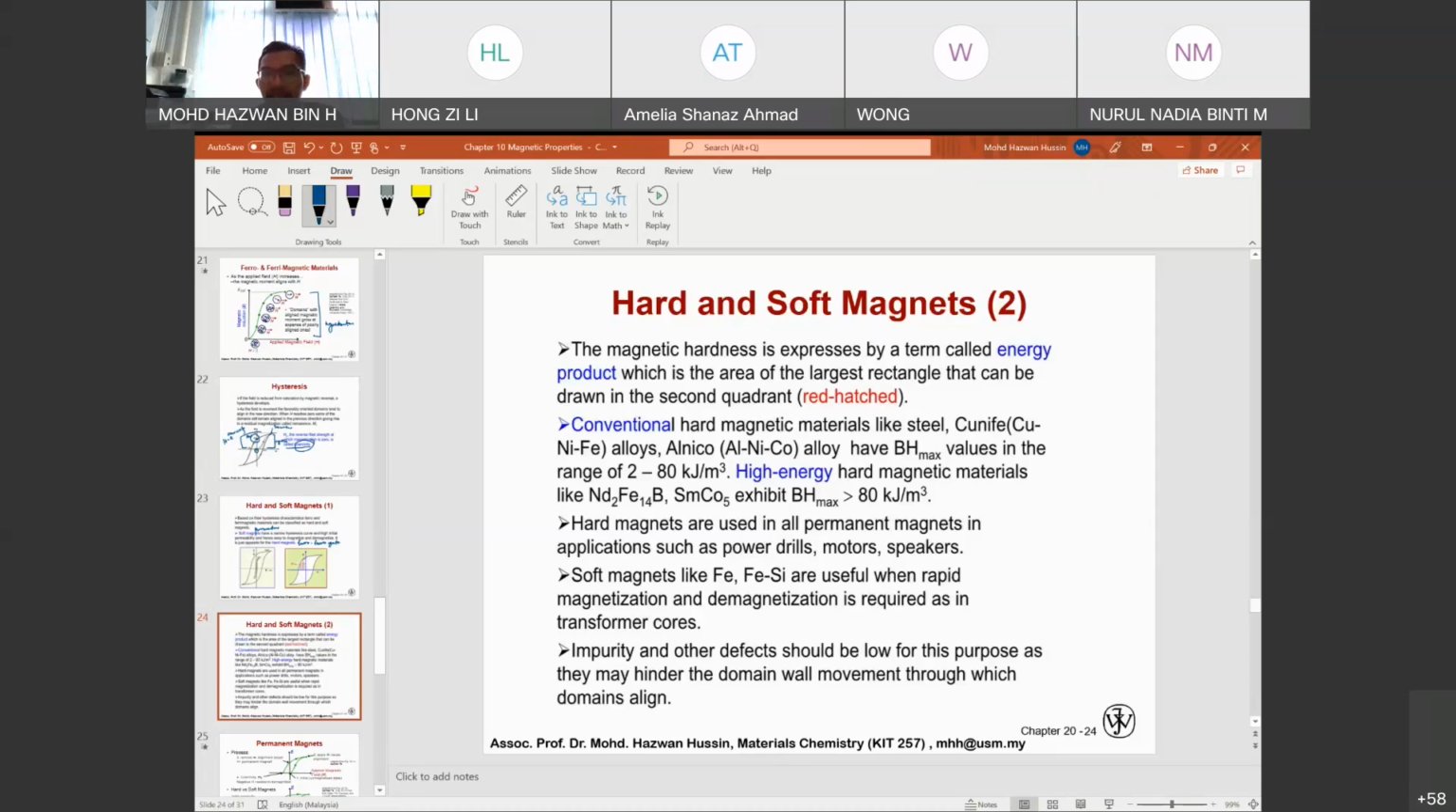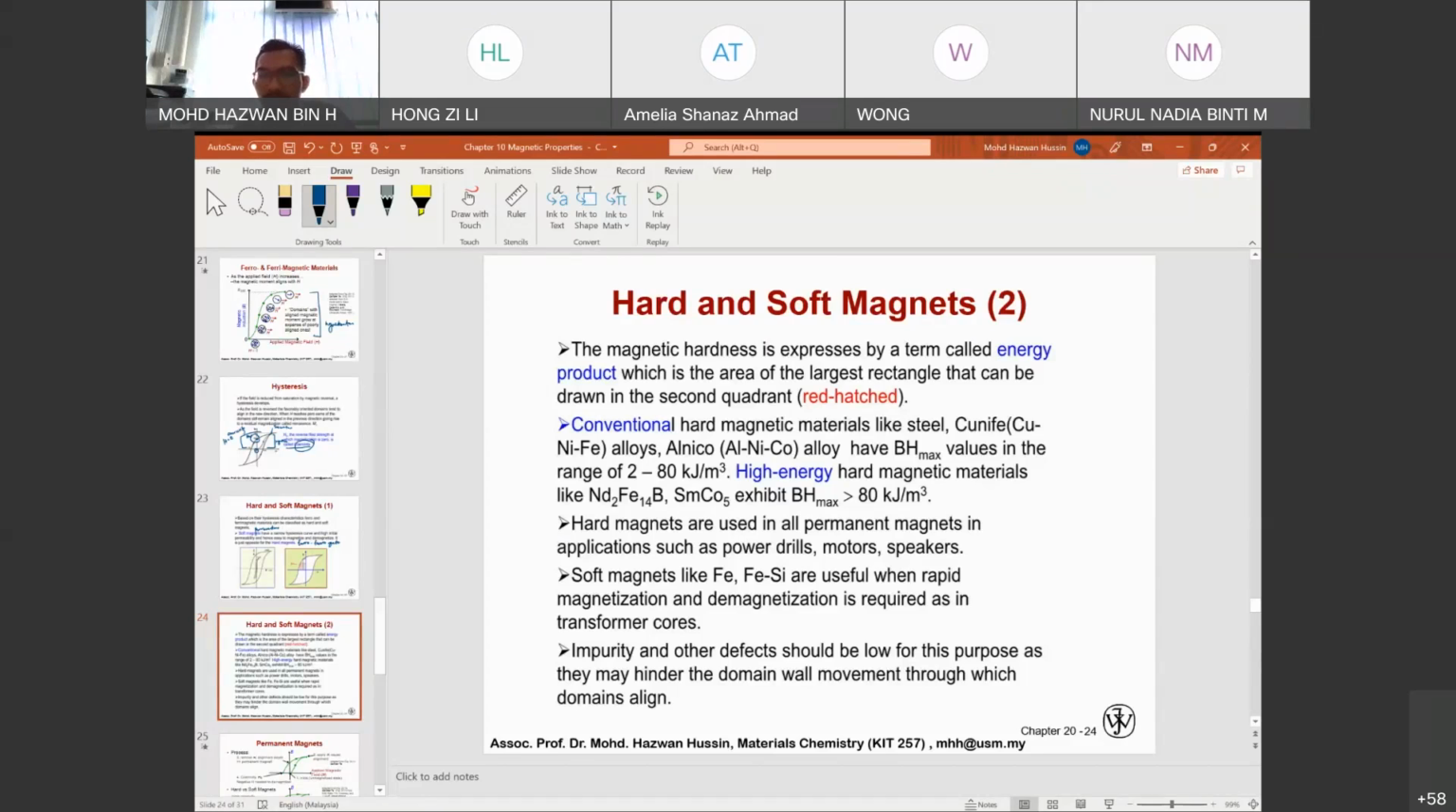Conventional hard magnets like steel and alnico alloys have induction-to-applied-magnetic-field values in the range of 2 to 80. Higher-energy hard magnet materials, for example Nd2Fe14B and others, can have values greater than 80 kilojoules per meter cubed. Hard magnets are used as permanent magnets in applications such as power drills, motors and speakers. Soft magnets like iron are useful when rapid magnetization and demagnetization is required, as in a transformer's core.